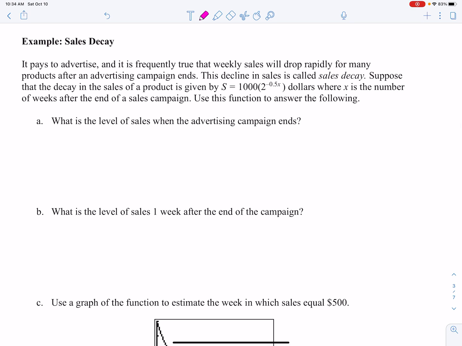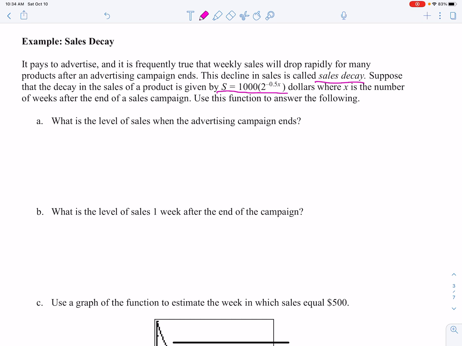Here's a sales decay example. It pays to advertise, and it is frequently true that weekly sales will drop rapidly for many products after an advertising campaign ends. This decline in sales is called sales decay. Suppose that the decay in the sales of a product is given by this function here in dollars, where x is the number of weeks after the end of the sales campaign. Use this function to answer the following.